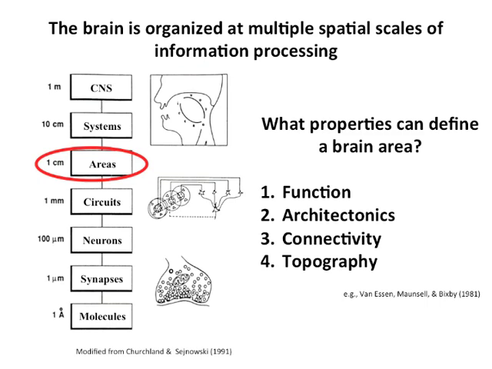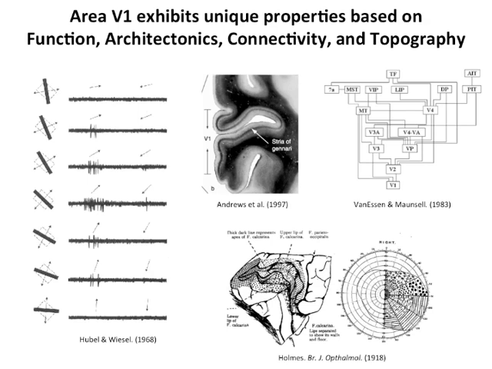Now, it's really important to note that not all properties may be able to differentiate two given areas, but that really it's the convergence of these multiple types of information that would give us greater confidence in delineating where areas are. Having said that, primary visual area 1 serves as a really good example of exhibiting all four of these properties, which distinguish it from the adjacent cortical area V2.